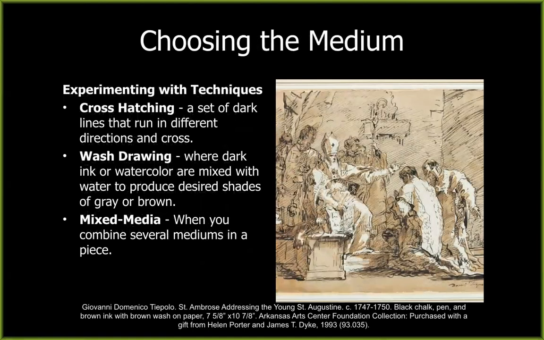Sometimes it depends on the medium that you're using. So just some of the ways that people who are working with pen and paper might use value or change value in a piece would be using cross-hatching, using a wash drawing where darker inks or watercolor are progressively thinned out with water to get lighter and lighter shades, and then mixed media.